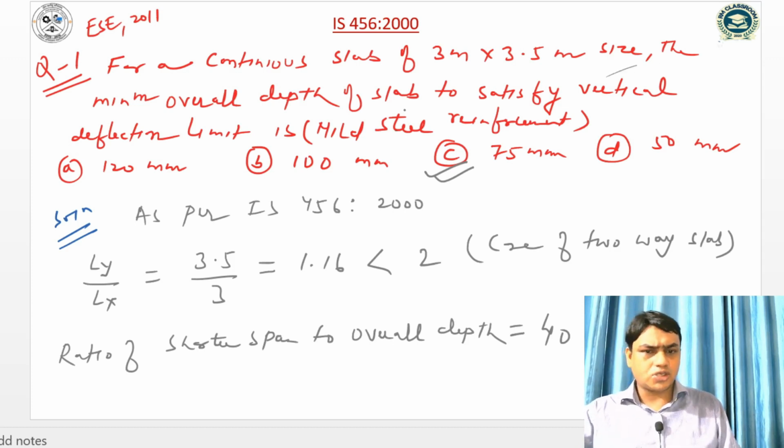But in case of a two-way slab, the code suggests that the shorter span to overall depth ratio should be 35 for the simply supported beam, and it will be 40 for the continuous beam when mild steel reinforcement is used. If a higher grade of steel like Fe415 or Fe500 is used, then this ratio is multiplied by 0.8. Means in case of simply supported, L by capital D will be 28, and in case of continuous beam it will be 32.